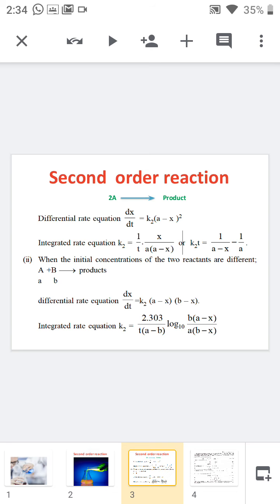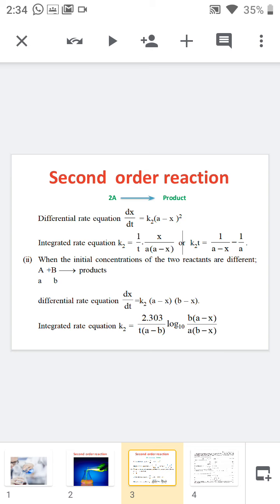Consider the first variety, that is 2A gives product. Here we can see that only one type of reactant is present and 2 moles of reactant A is involved in the chemical reaction to form the product. So the initial concentration of the reactant capital A is small a, and after a particular time interval t, the concentration of A is reduced to a minus x.